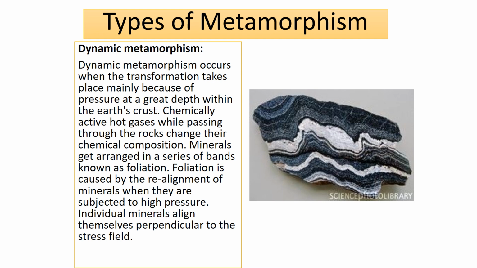Dynamic metamorphism. Dynamic metamorphism occurs when the transformation takes place mainly because of pressure at great depth within the Earth's crust. Chemically active hot gases, while passing through the rocks, change their chemical composition. Minerals get arranged in a series of bands known as foliation. Here you can see the separate bands. This is known as foliation.